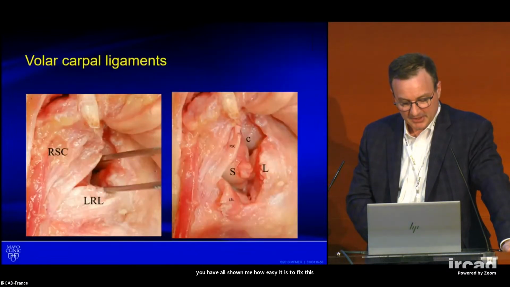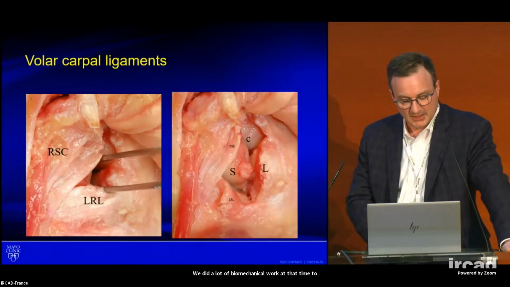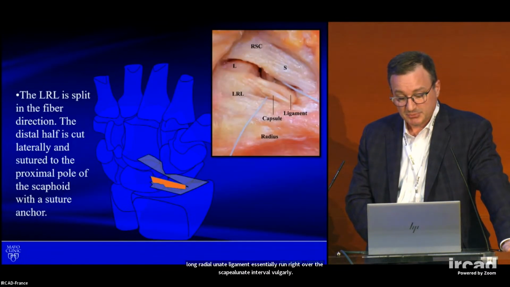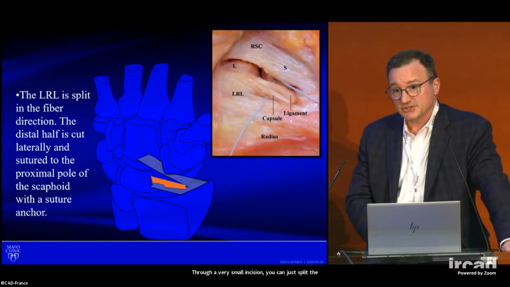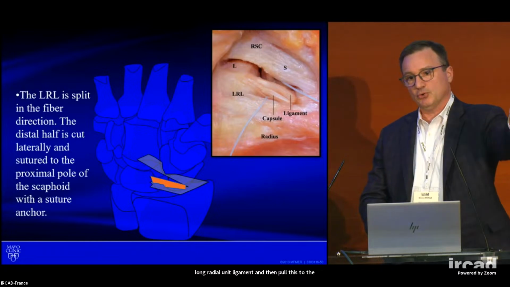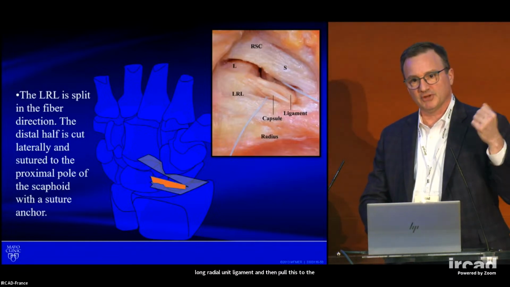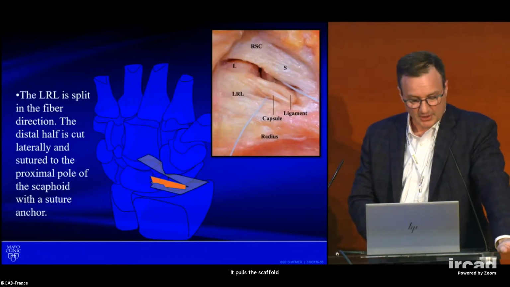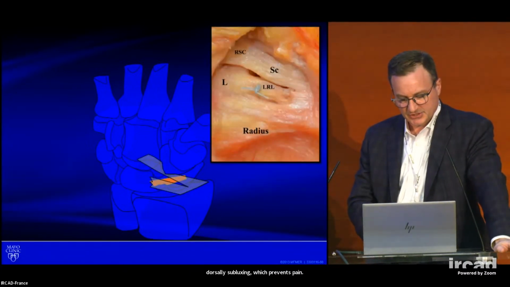We did a lot of biomechanical work at that time to identify the fact that the radioscapholunate and the long radiolunate ligament essentially run right over the scapholunate interval volarly. Through a very small incision, you can just split the long radiolunate ligament and then pull this to the mid-waist of the scaphoid, and that does 2 things. It pulls the scaphoid palmarly, which prevents it from dorsally subluxing, which prevents pain, and we thought that at that time it could correct diastasis.